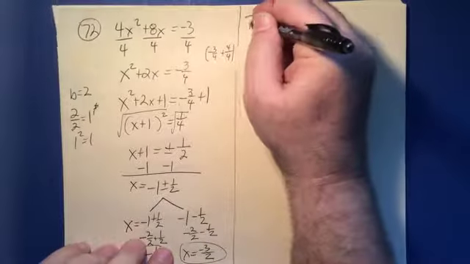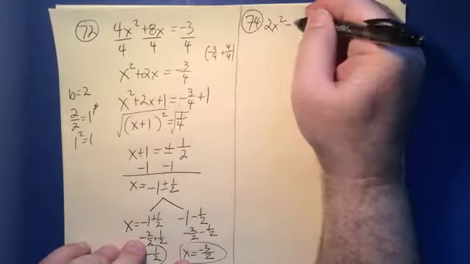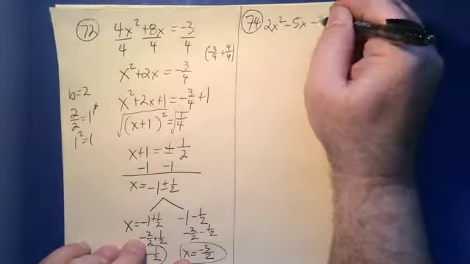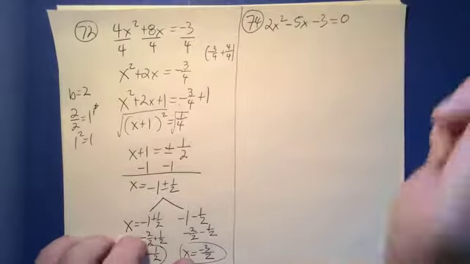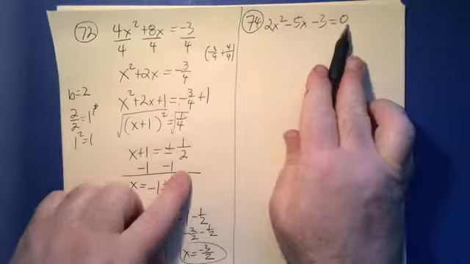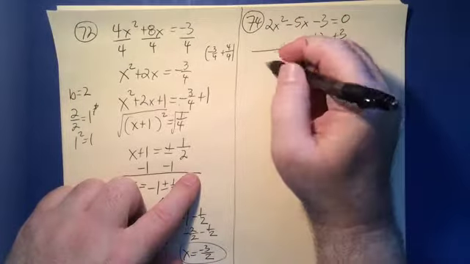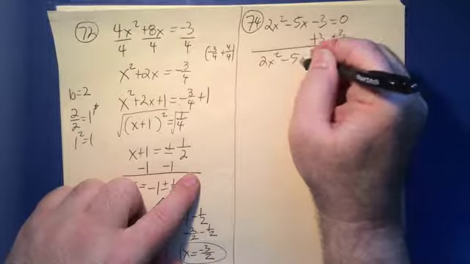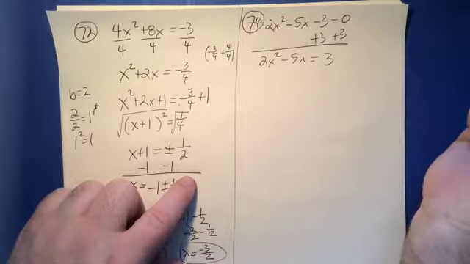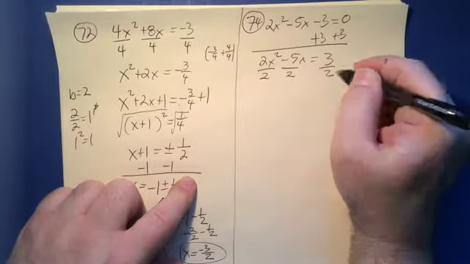74. So 74 is going to be 2x² - 5x - 3, and that'll equal 0. So in this question, we have to do everything. The answer itself isn't particularly terrible, but we have everything to do. We have to get c by itself on the other side. So I'm going to go ahead and add 3 to this to get 2x² - 5x is equal to 3. We also have to now divide by a. So I'm going to divide by 2, divide by 2, divide by 2.